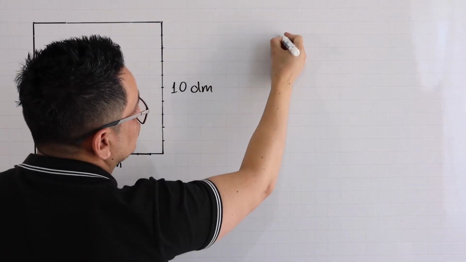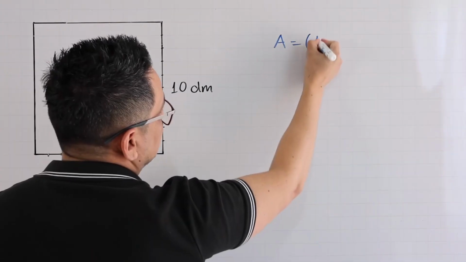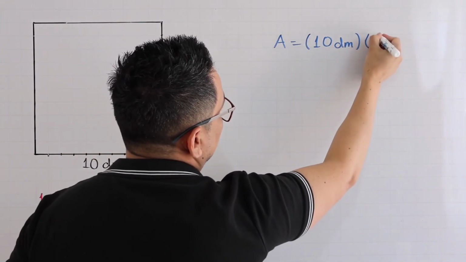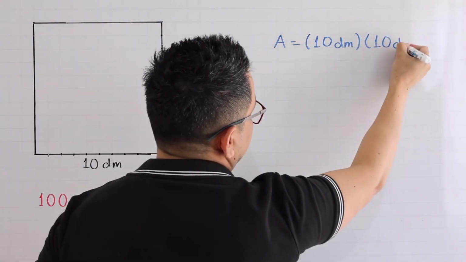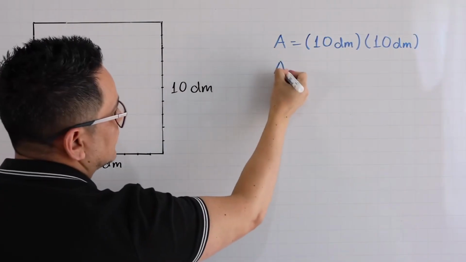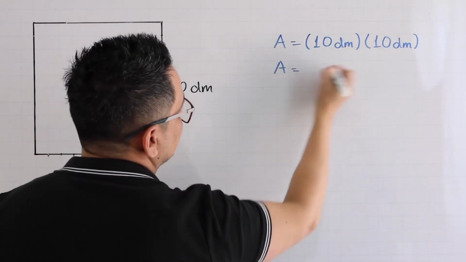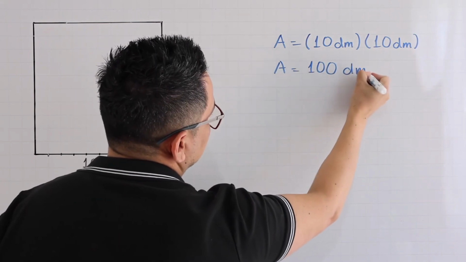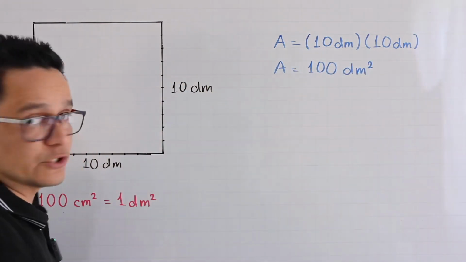In this case, then we get that the area is equal to 10 decimeters, which is the length of the base, times another 10 decimeters, which is the height of the square. We calculate the area, so I get 10 times 10, which is equal to 100. And decimeter times decimeter? Well, that will be a square decimeter, right?